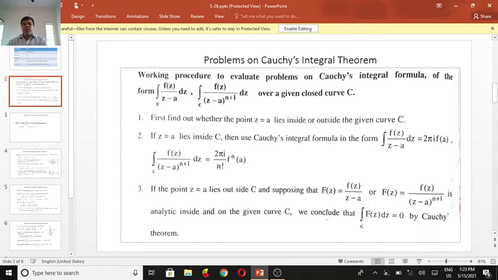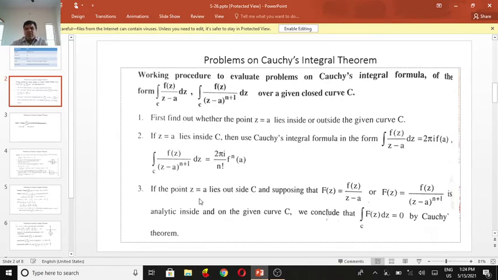So again, the second one: if z equal to a lies inside C, then the Cauchy integral formula is of the form integral of f of z divided by z minus a dz is equal to 2 pi i f of a. And integral over C of f of z divided by z minus a to the power of n plus 1 dz equals 2 pi i by n factorial times the nth derivative of f at a. This holds if z equal to a lies inside the curve C.